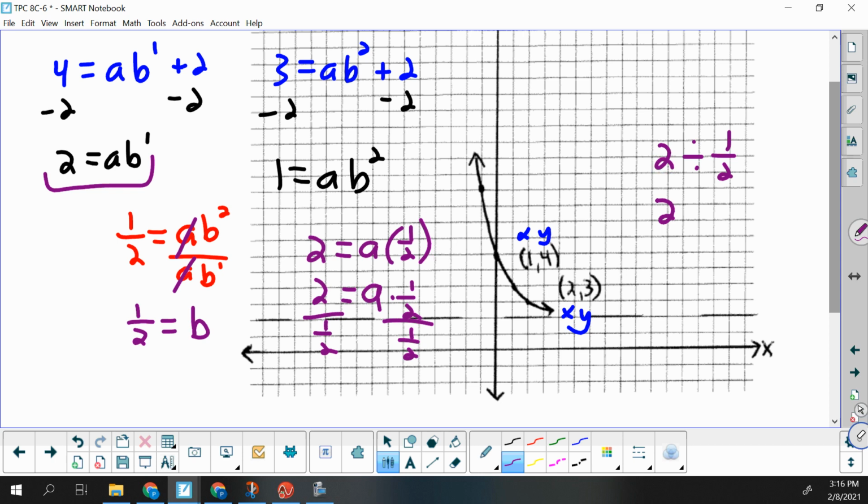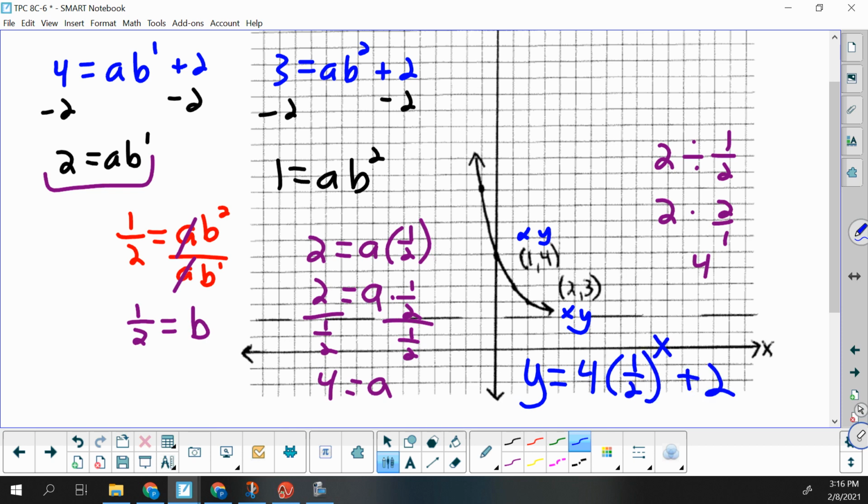Back in middle school, you did that as keep, change, flip, so that's 2 times 2 over 1. Well, 2 over 1 is just 2, so this is 2 times 2, which is 4. So we end up getting a equals 4. And just write your equation. We have 4 times 1/2 to the x, and don't forget our plus 2 that was on the end.